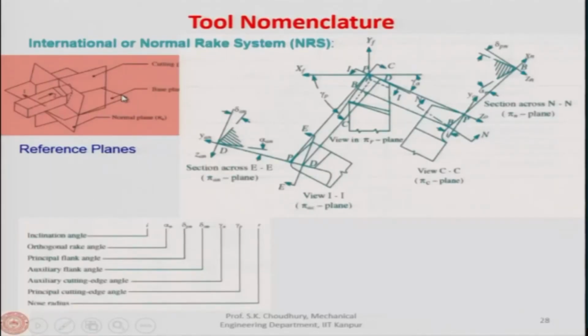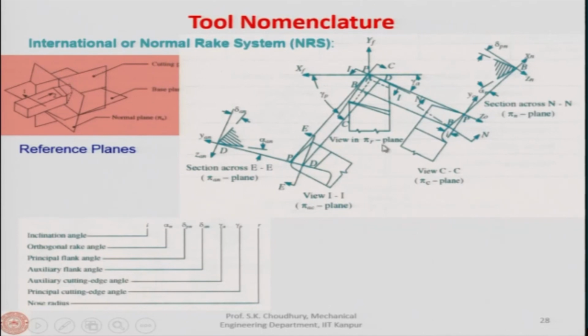Okay. Let us see what are the planes that the NRS or the normal rake system uses. So, here we have the base plane which is the same as in case of the ASA or the ORS. Okay. Then we have the cutting plane. Cutting plane is the same as in the case of the ORS. Cutting plane will once again contain the cutting edge, principal cutting edge. Okay. Only here the difference is that another plane is taken which is different from the orthogonal plane. Here it is called the normal plane, and the normal plane is perpendicular to the cutting edge.